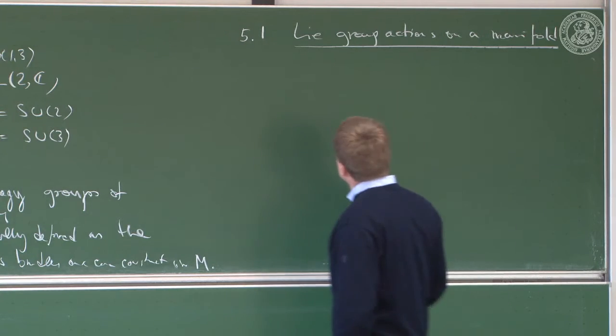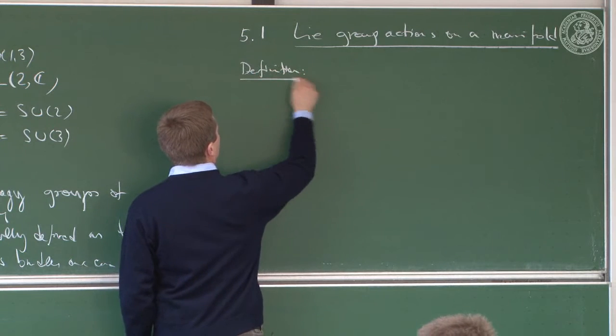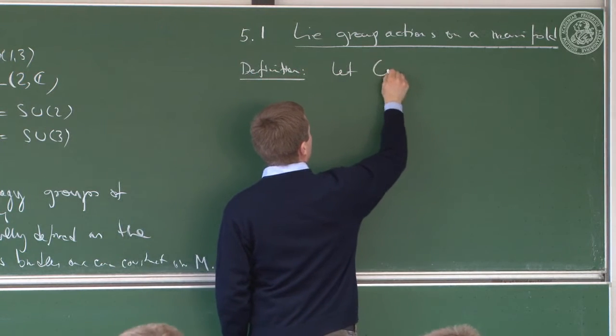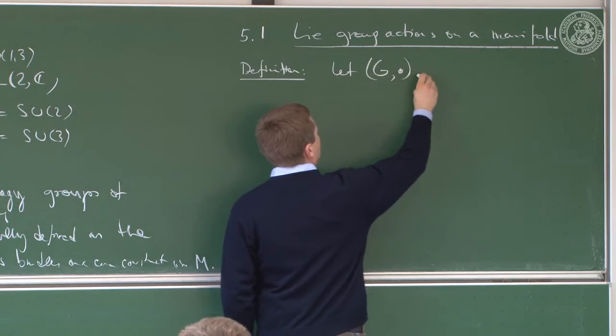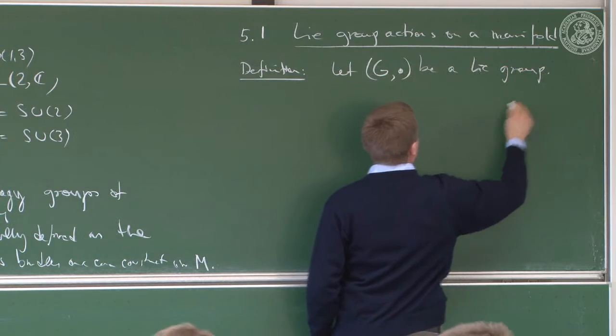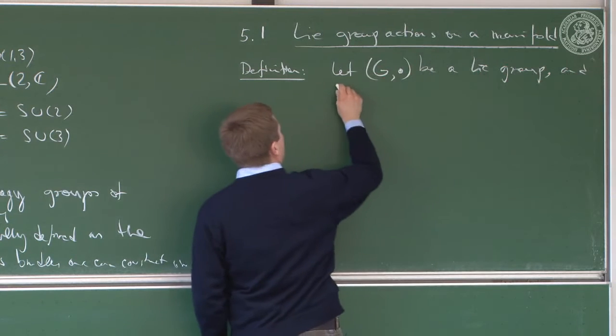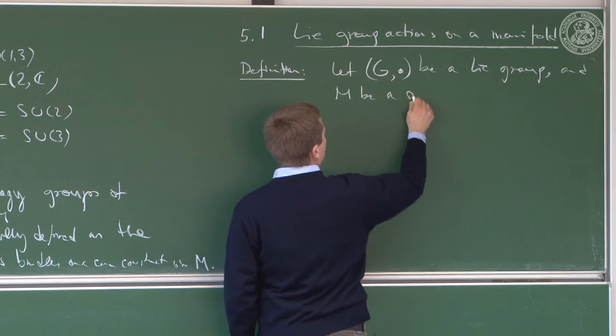So what's a Lie group action? Definition. Let G be a Lie group, and let M be a smooth manifold.